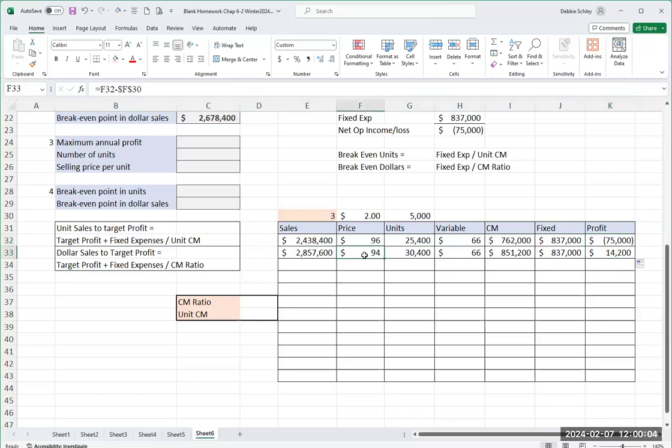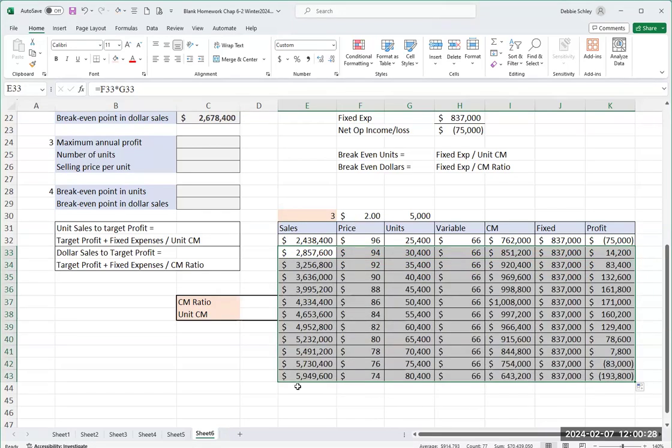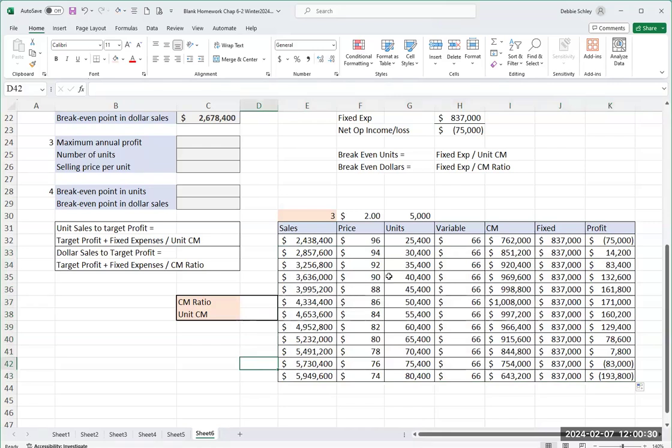So now just remember the ones I have anchored are the one that was referencing the $2 and the one that was referencing the $5,000. And then this variable is always the same and this fixed is always the same. So now I'm going to pull that down again, populate. Okay. So the original question was they want to know what is the maximum annual profit?